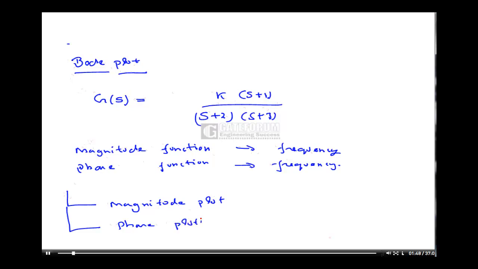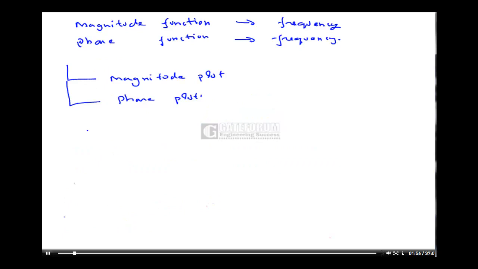Now what is the magnitude plot? On what scale is it plotted? Now see, the magnitude plot is nothing but the plot of 20 log 10 |G(j omega)| versus logarithm of frequency.